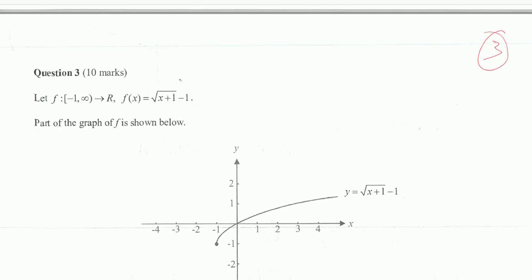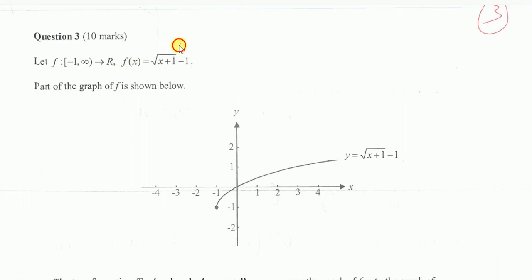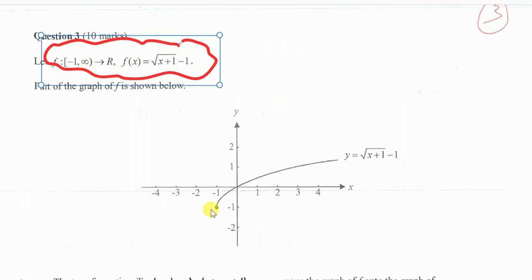Okay, so this is the extended question, question number 3, and I have this square root, and the square root's been moved to the left 1 and down 1 to have its endpoint at -1, -1, and it goes through the origin. Okay, so that graph is using numbers to find out.